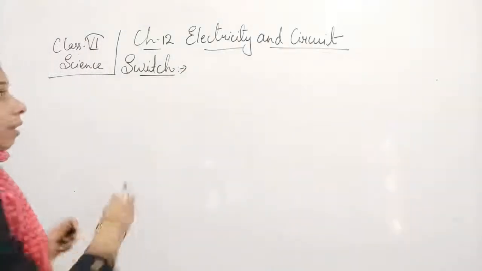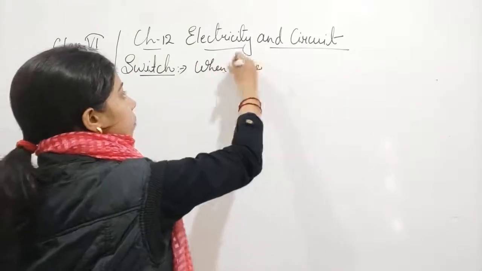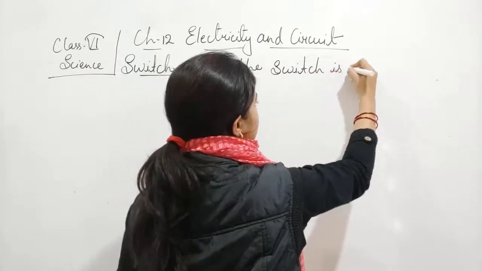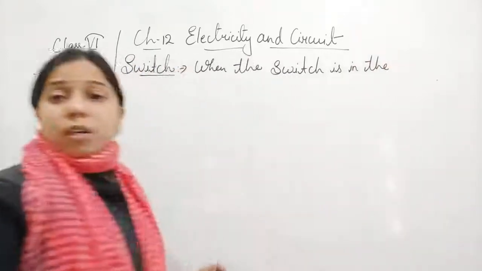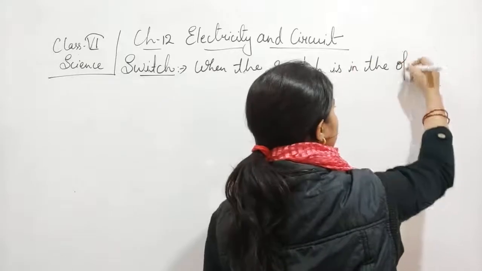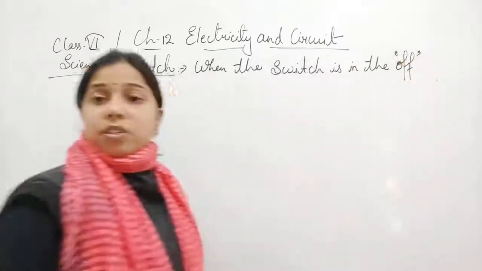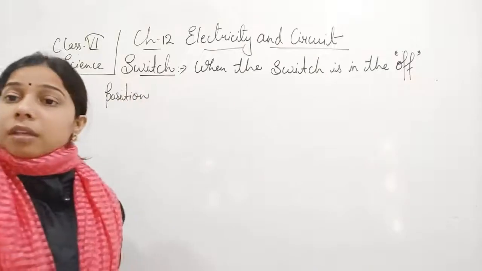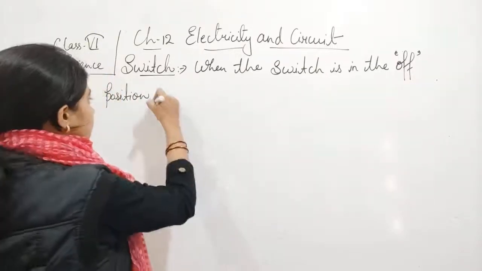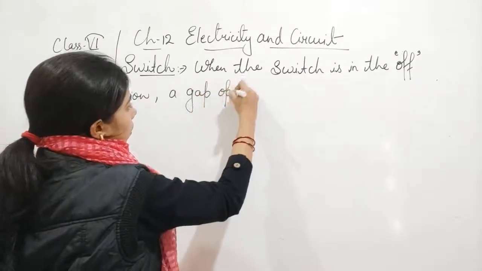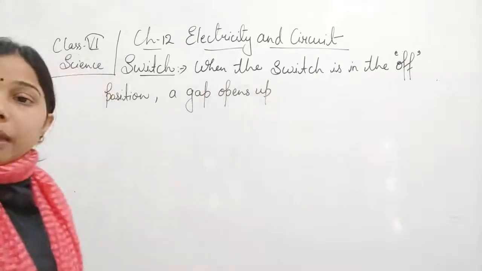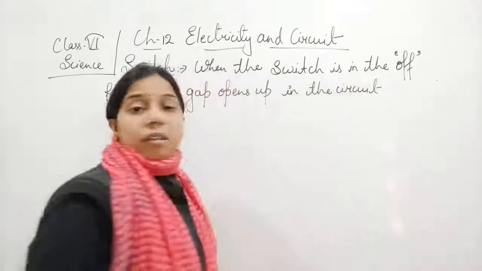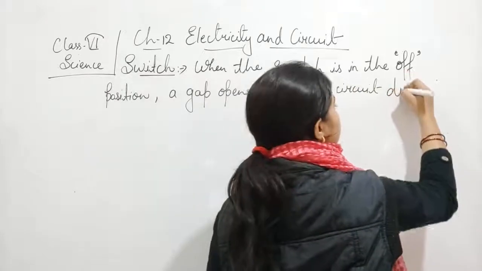So we can write it here: when the switch is in the off position, then a gap opens up in the circuit, due to which electricity stops flowing.